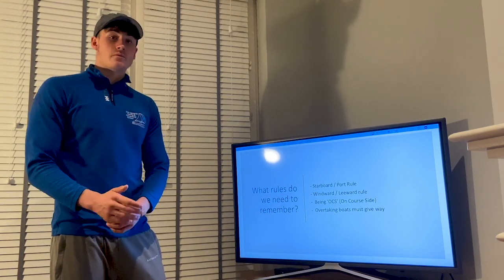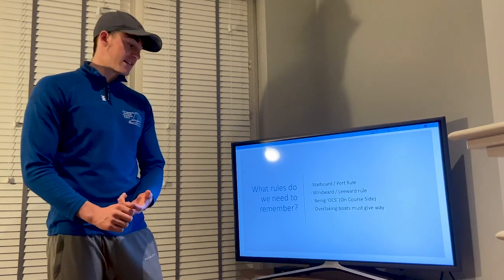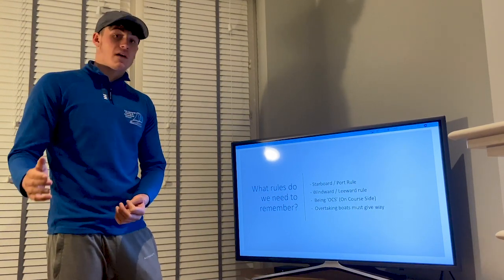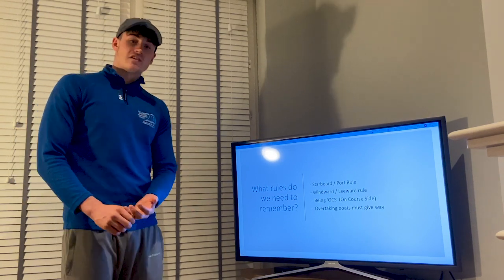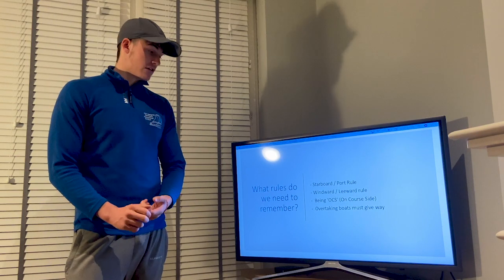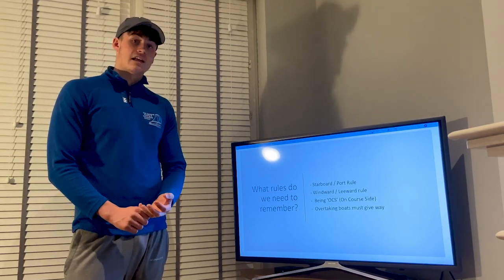And then being on the course side, OCS, is something else that we need to remember. So this means basically we can't cross the start line before that last hoot to say go. If you are, you'll have to come back across the start line to restart again. And the last main one is that overtaking boats must steer clear. So the boat overtaking must steer clear of the boat that it is overtaking until they get an overlap.